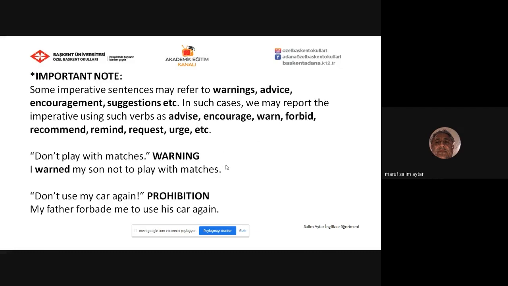There's an important note you need to remember all the time. Some imperative sentences may refer to warnings, advice, encouragement, suggestions, etc. In such cases, we may report the imperative using such verbs as advise, encourage, warn, forbid, recommend, remind, request, urge, etc. Have a look at the examples. Don't play with matches. It is a warning. I warned my son not to play with matches. Don't use my car again. My father forbade me to use his car again.